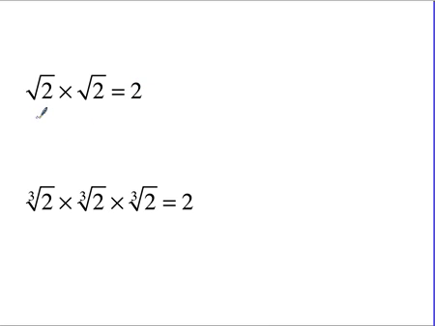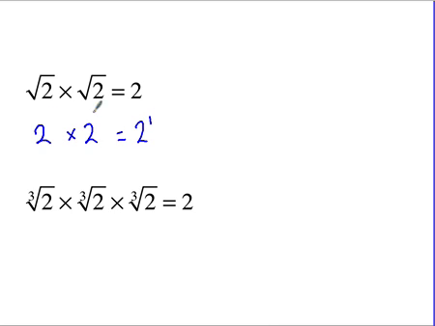So another thing that must be true, because 2 is the same as 2 to the power of 1, is that when I multiply together the two powers of these numbers, I add the powers together. So we've got 2 to the power of something times 2 to the power of something, but when I add them together it must be 1.